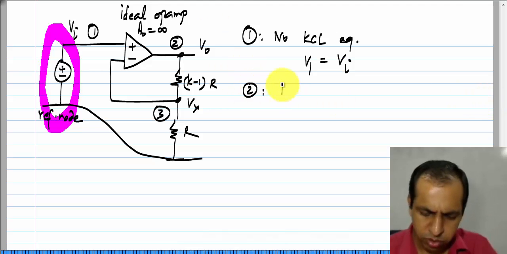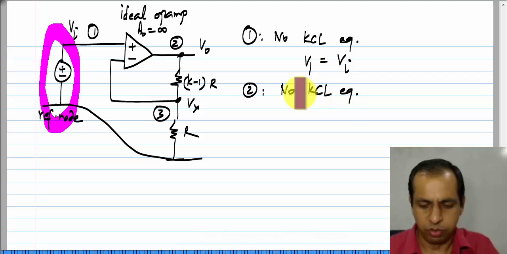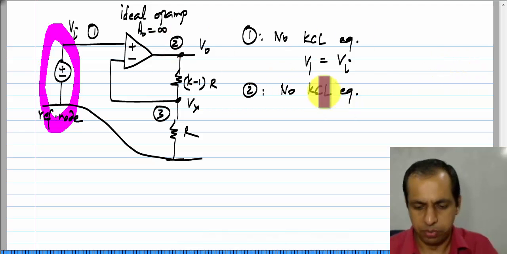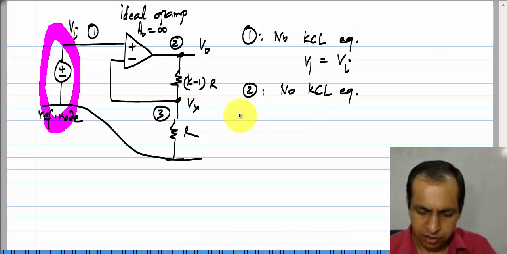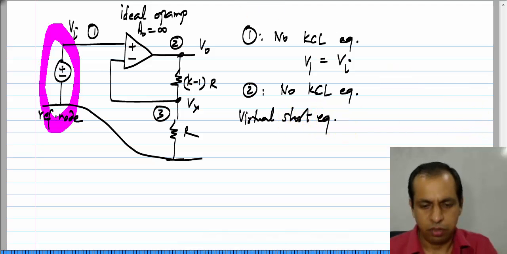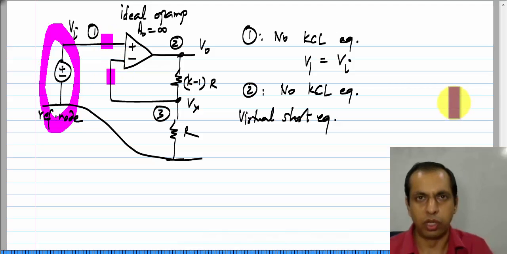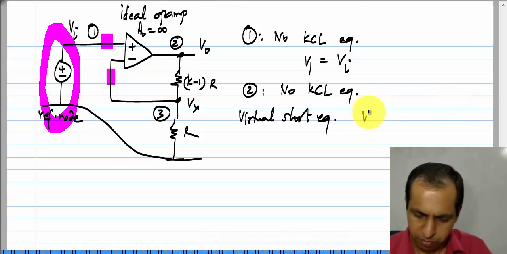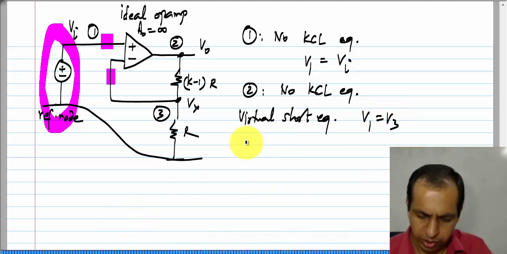Similarly, at node 2, you cannot write a KCL equation. This node is connected to the op amp output, so we do not know the current flowing out of the op amp. So, no KCL equation there. Instead of that, we write the virtual short equation. What does the virtual short equation say? It says that this node voltage and that node voltage are the same, that is, V 1 equals V 3.